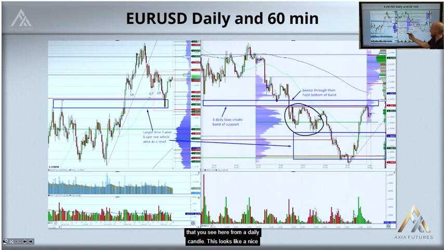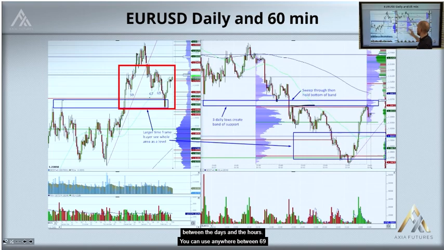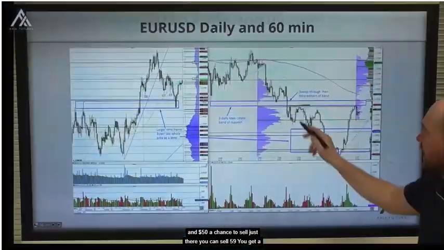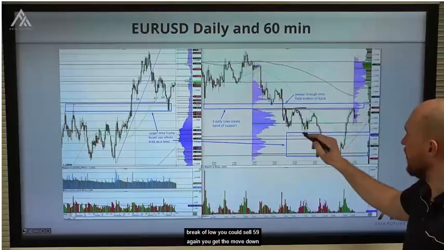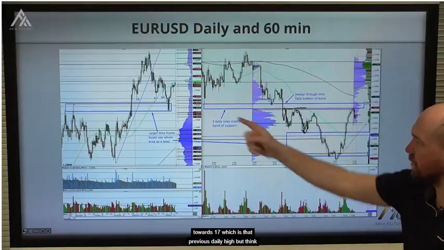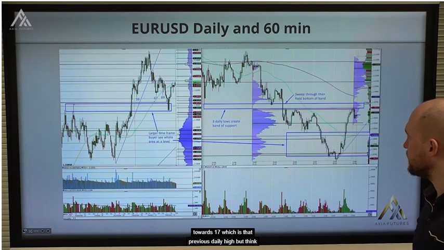But you see here, from a daily candle, this looks like a nice clean dip straight down to the level, where in fact, you've actually got this waving type move. It gives you multiple opportunities, or two opportunities, to sell those 59s. And this is what I mean by understanding the difference between the dailies and the hours. You can use anywhere between 69 and 59 as a chance to sell. Just there, you can sell 59, you get a break of low, you can sell 59 again, you get the move down towards 17, which is that previous daily high.